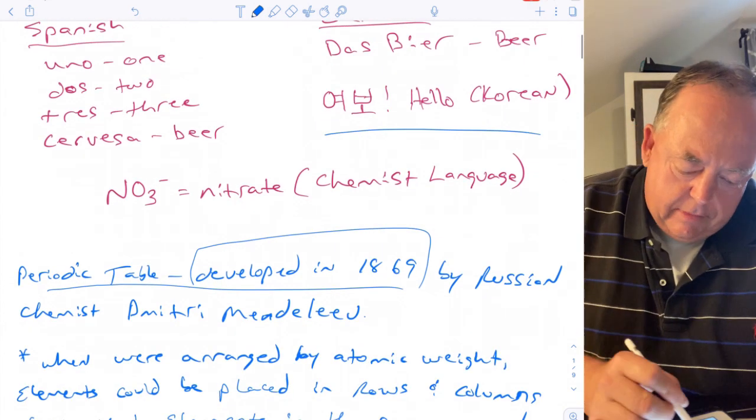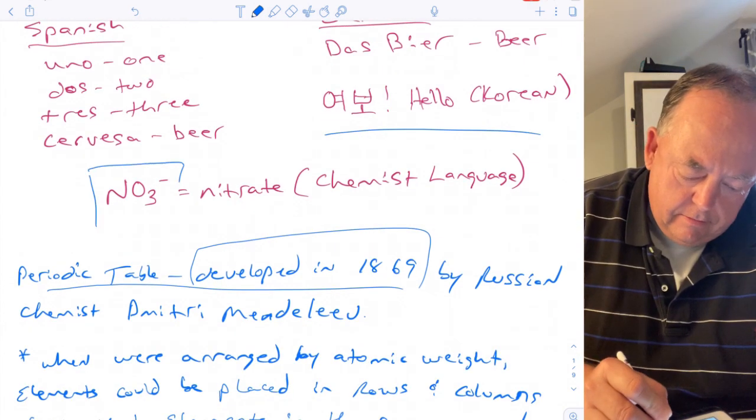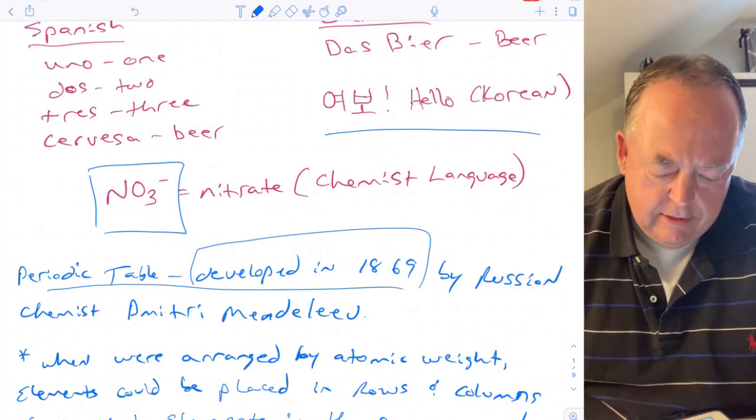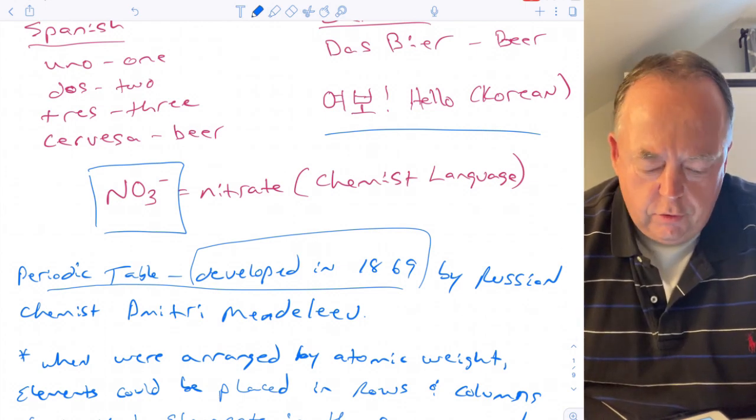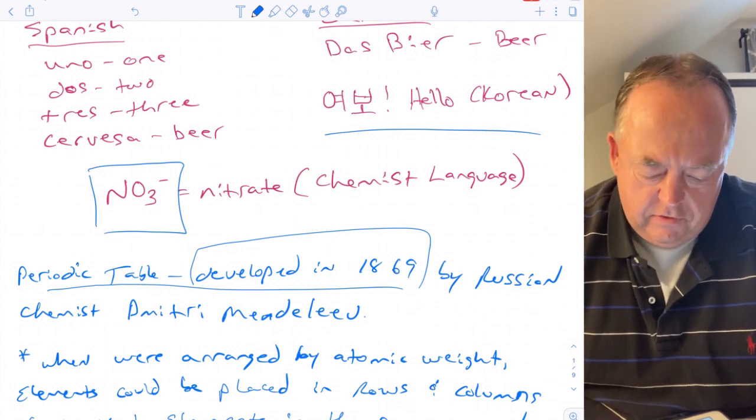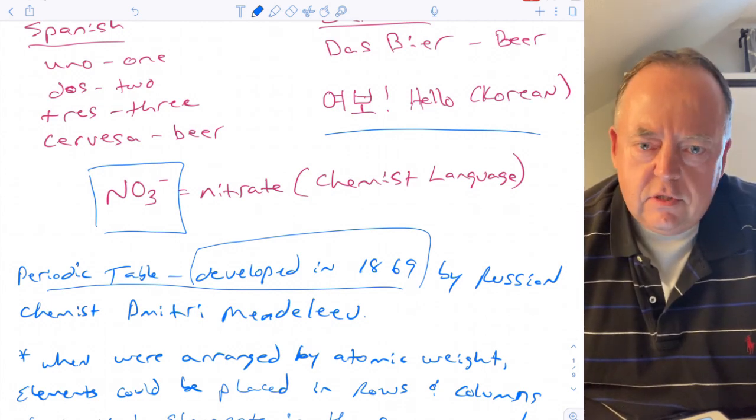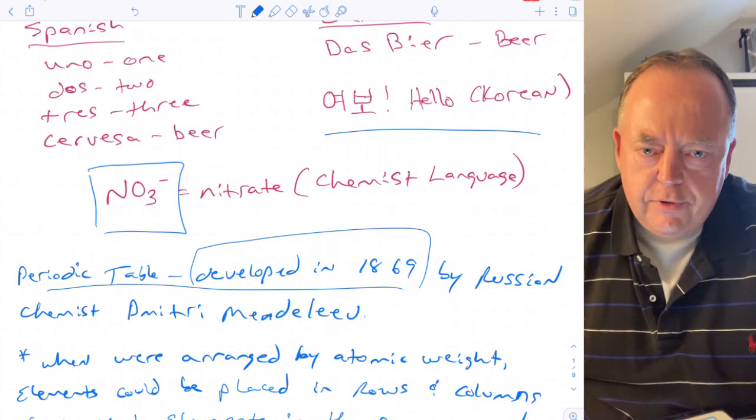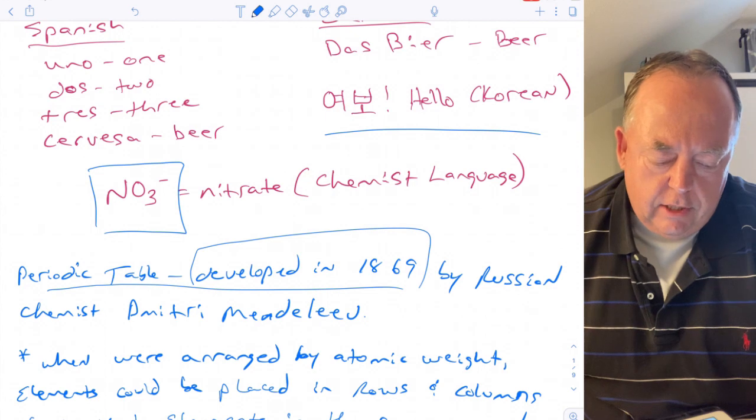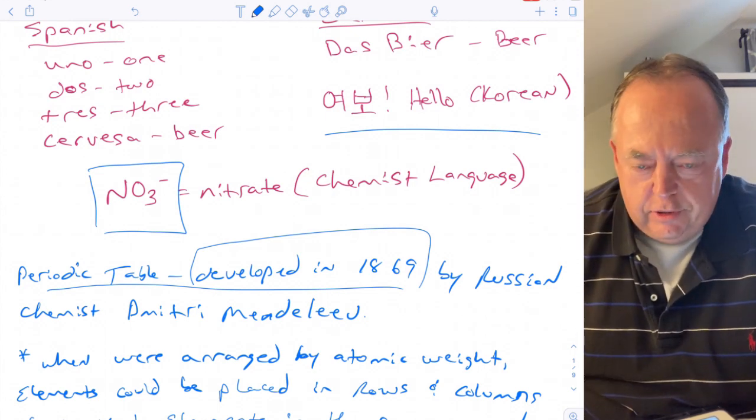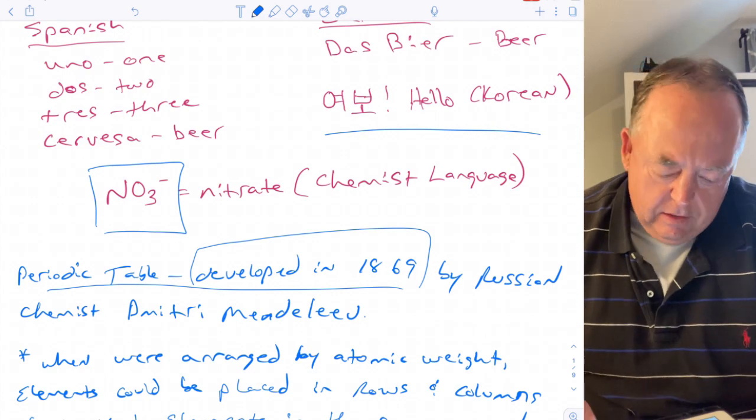Or to a chemist, NO3. To most people, that's just 2 letters and a number and a negative sign, but to a chemist, NO3 minus means nitrate, right? So that's the language of chemistry. If you want to do well in chemistry, you have to learn some of the language of chemistry. And that just takes pure memorization, just like if you were trying to memorize words in a foreign language. Well, chemistry is a foreign language for most of you.